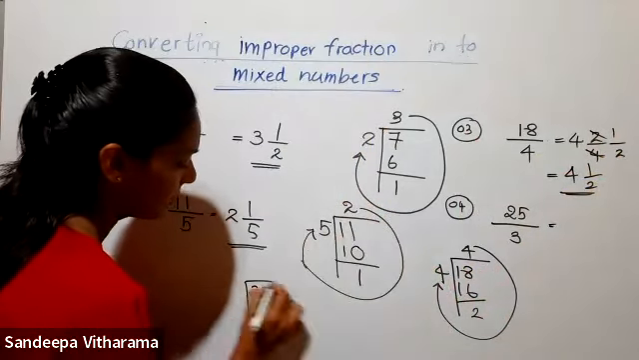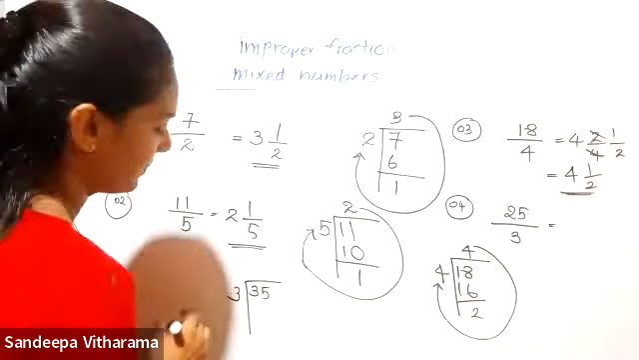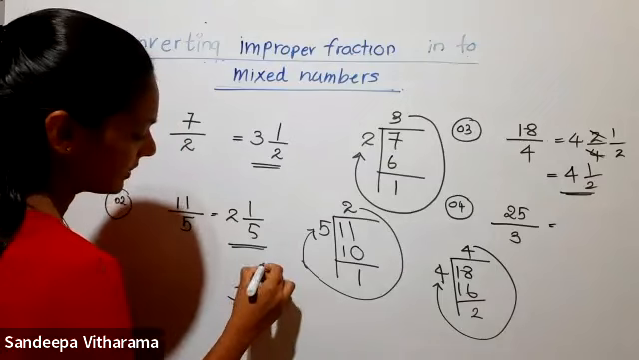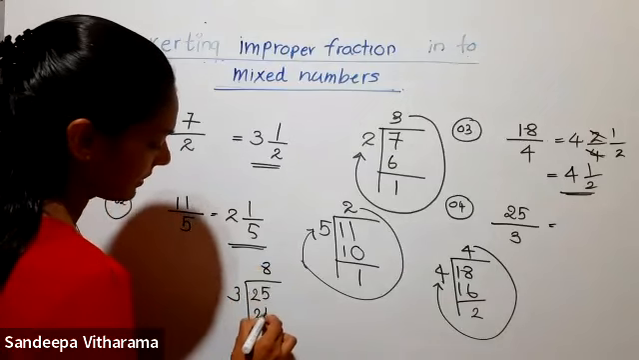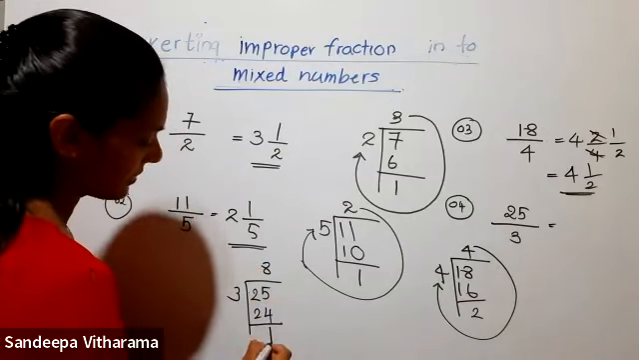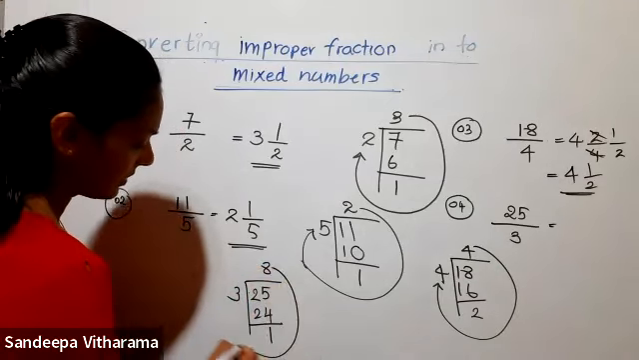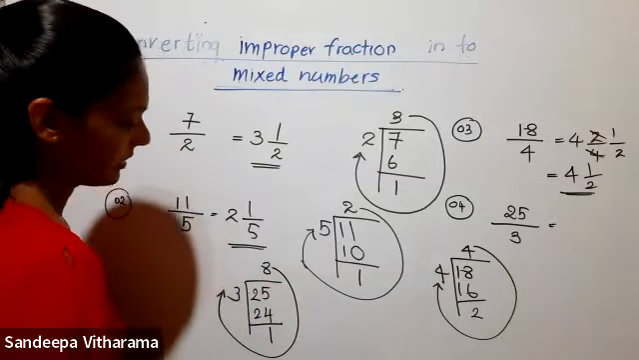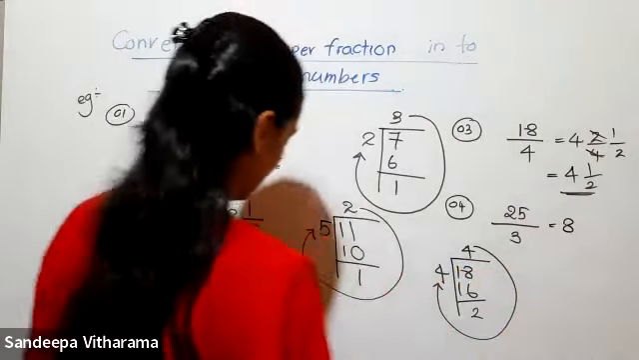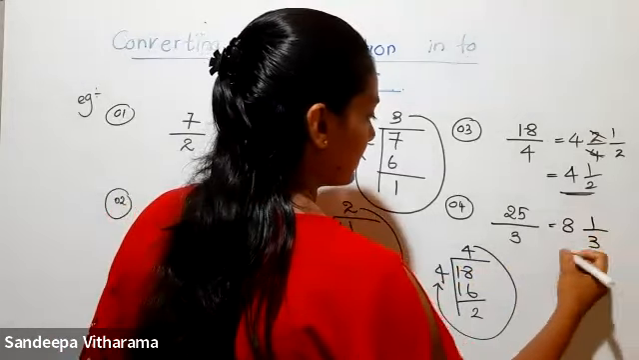25 is divided by 3. Sorry, 25. It is 8 times 3, 24. 24 is subtracted from 25. It is 1. Okay. Then the answer is 8 and 1 upon 3.